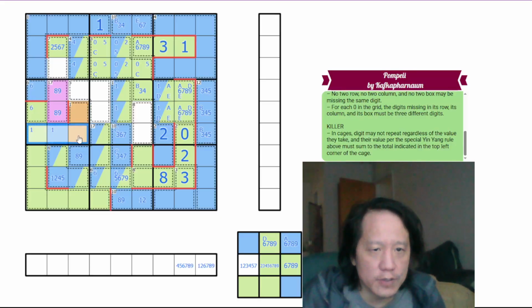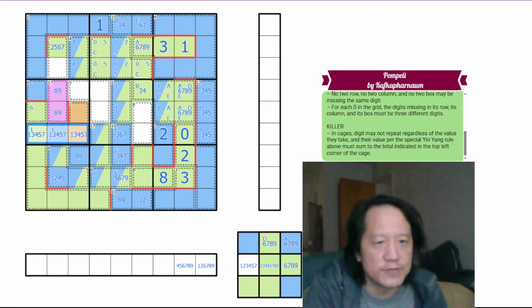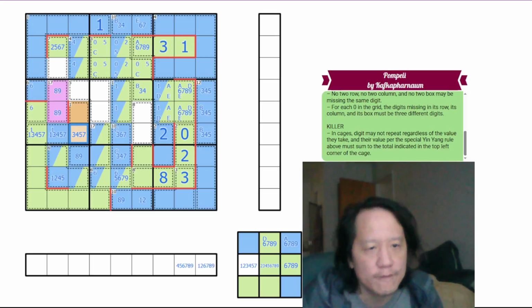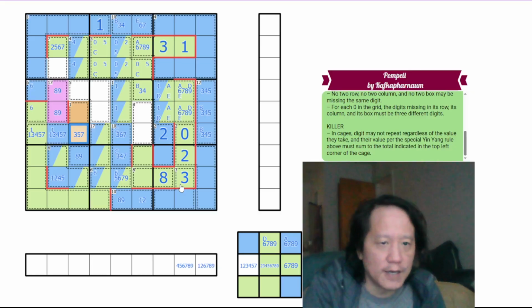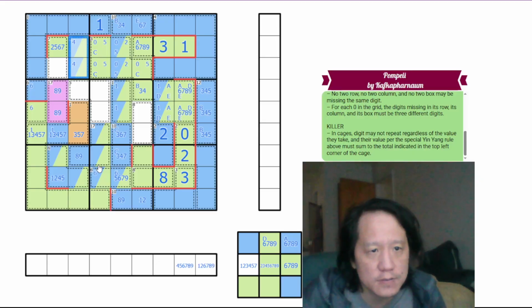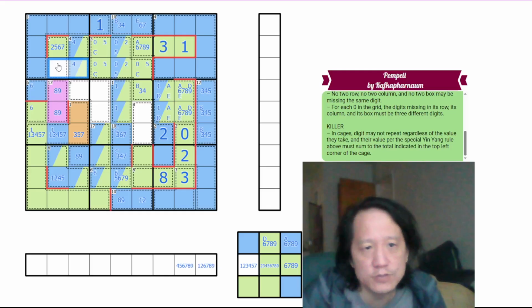0 cannot be here. 2 cannot be here. And it can't be 6, 8, or 9. So we have 1, 3, 4, 5, and 7 there. 1 can't be there. 4 cannot be here because of a 4 in one of these cells. 1 can't be in the same cage. So if there's a 1 in box 1, it's one of these two.